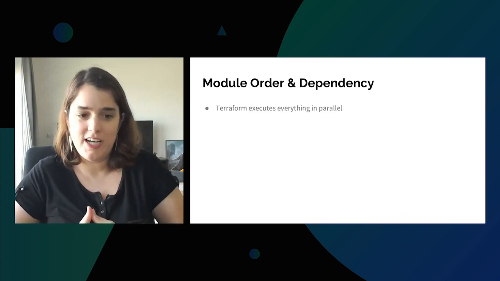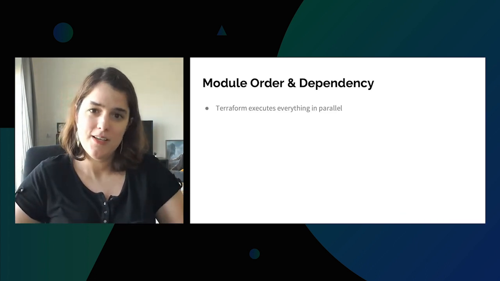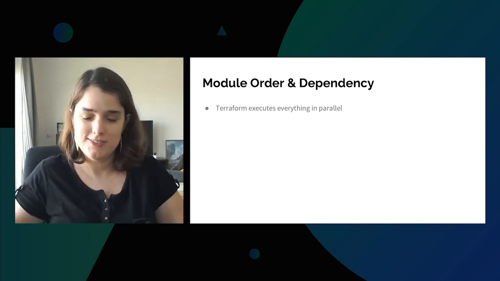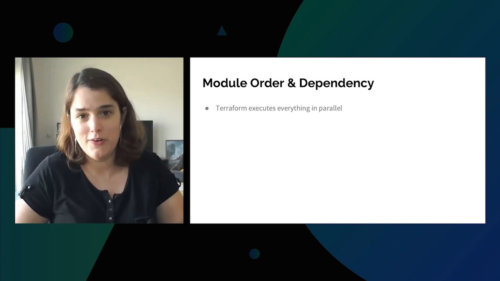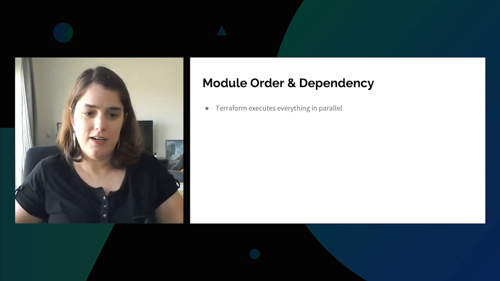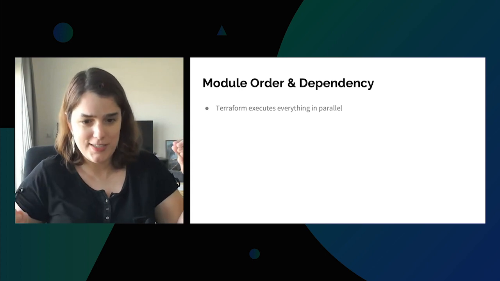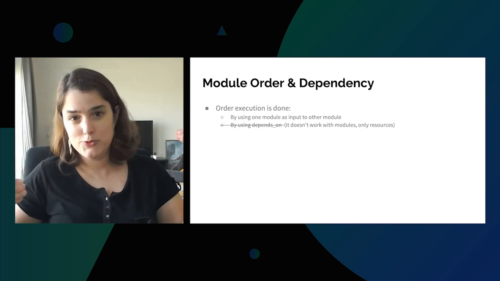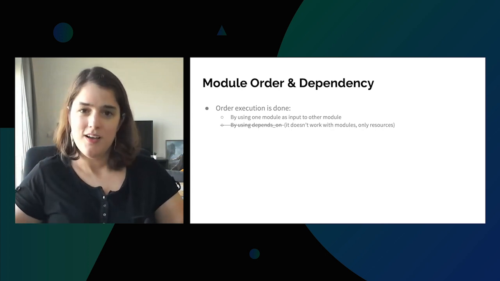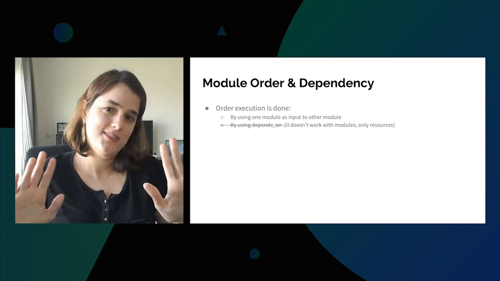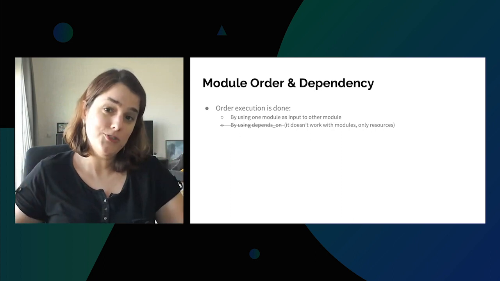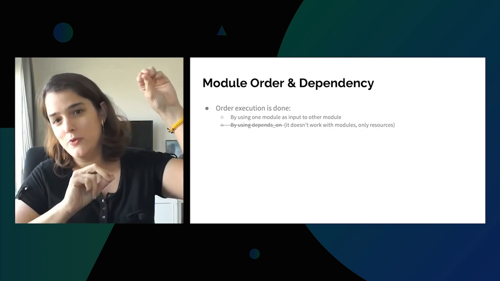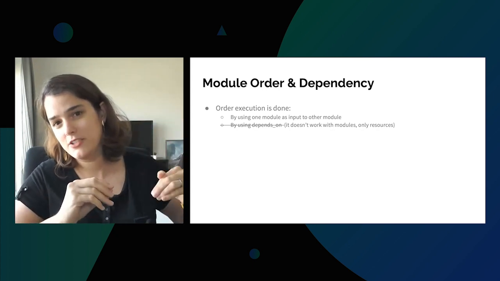So one other thing that I've struggled a bit with was module order and dependency. As you know, Terraform executes everything in parallel, right? And the order of execution you can establish by using one module's output as an input to the other module. There is also depends_on, but it's not supported by modules, though it's something you can use when you want to chain resources and establish an execution order.